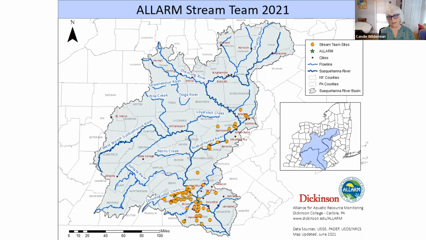So these are the sites that are in the data set that we're looking at right now, the Stream Team data set. There's 61 of those sites. And you guys were looking at each of those sites individually.